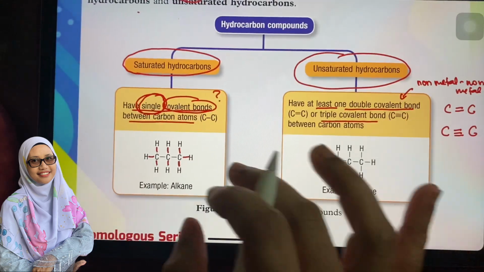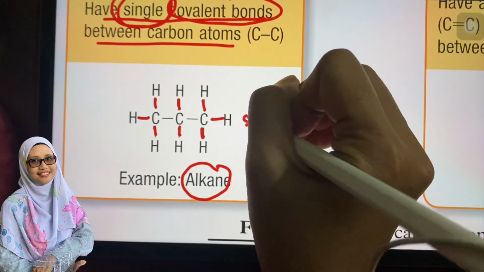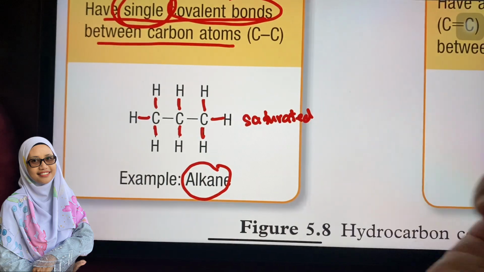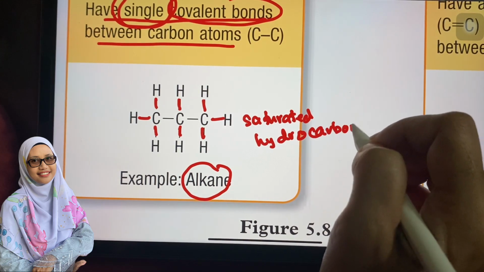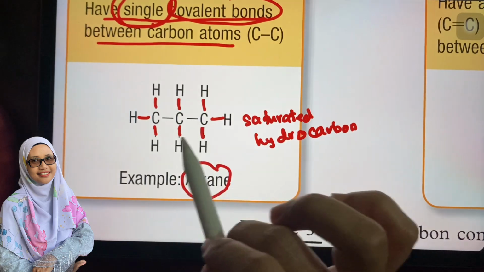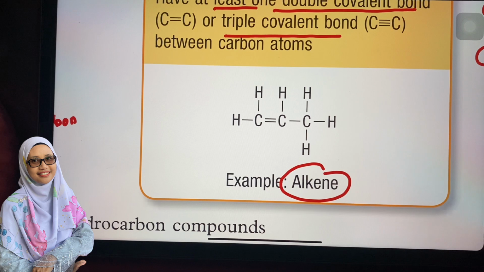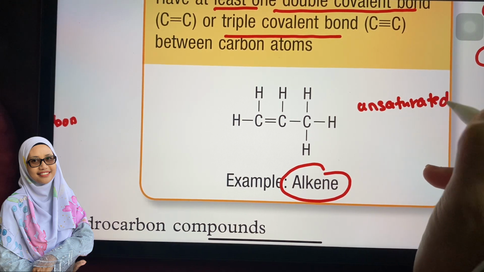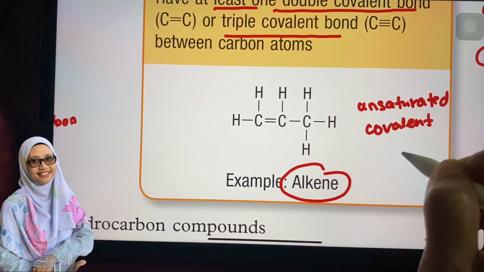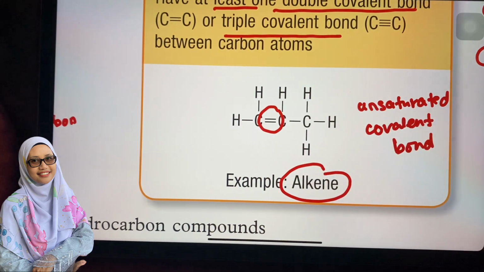So the example here is like, here is alkane. This is a saturated hydrocarbon. Why? Because it only has single covalent bond, all single. But here, like alkene, is an unsaturated hydrocarbon. Why? Because it has at least one double bond or triple covalent bond.